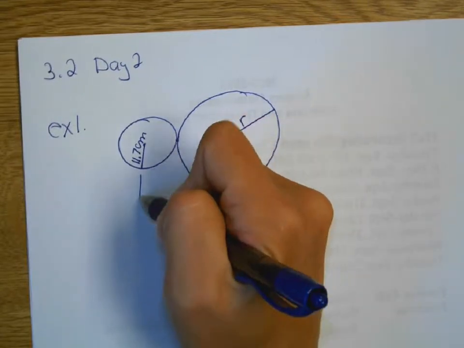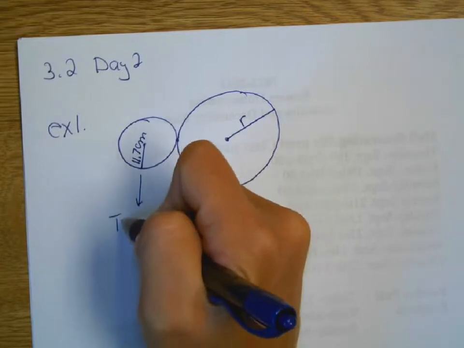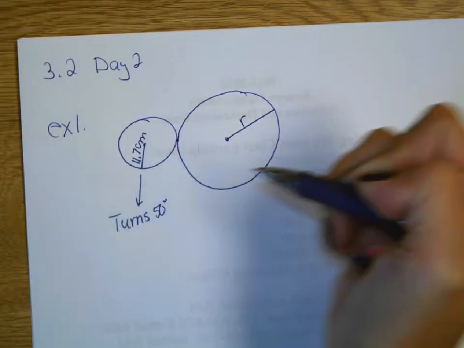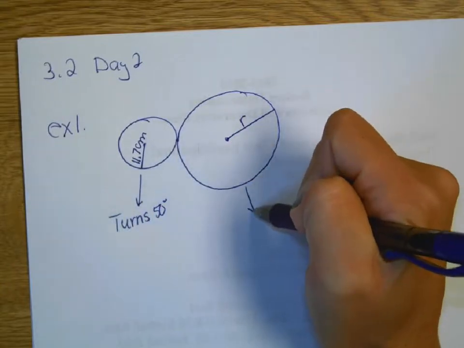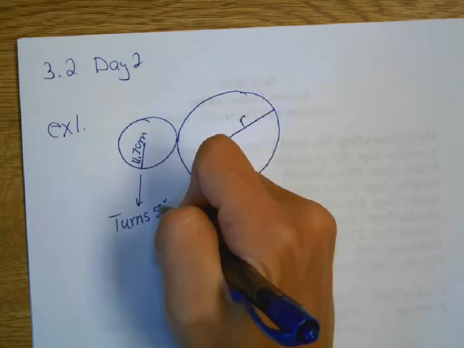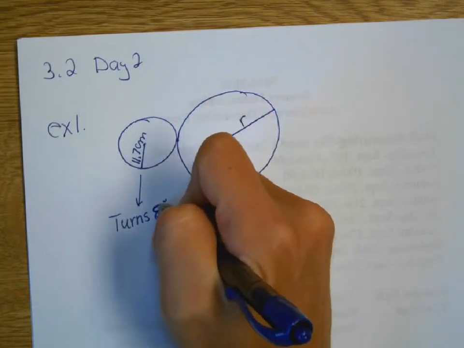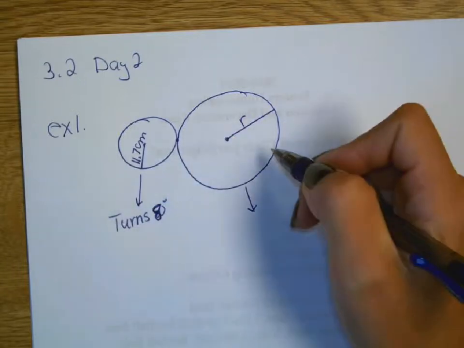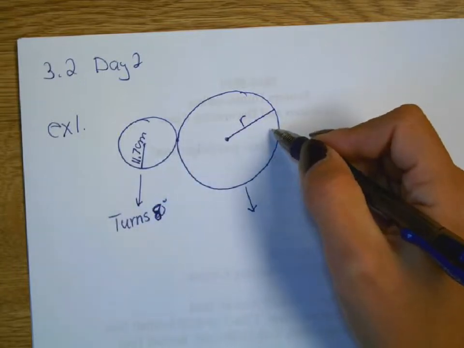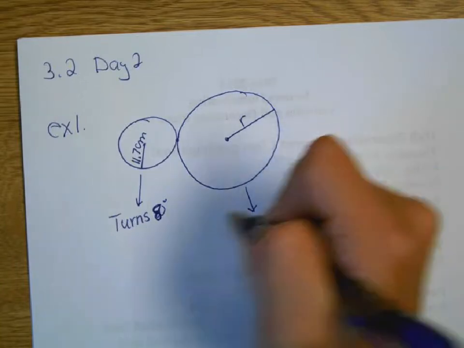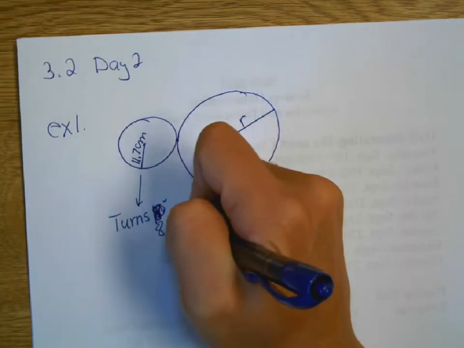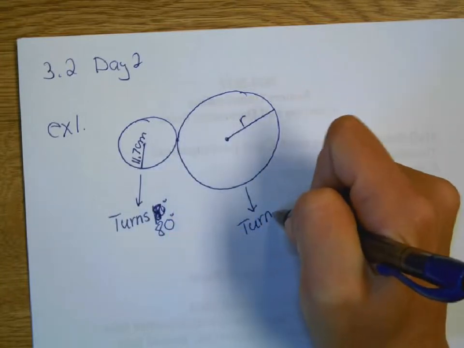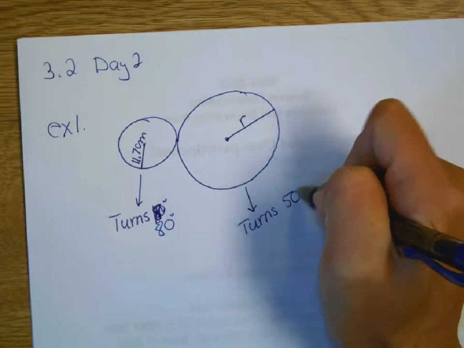When this one turns 50 degrees, it makes the other one turn, oh, wrong one. This one turns 80 degrees. Sorry. Is this one going to turn more or less? Less. And it only turns 50 degrees. That's a bad 80. This one turns 50 degrees.